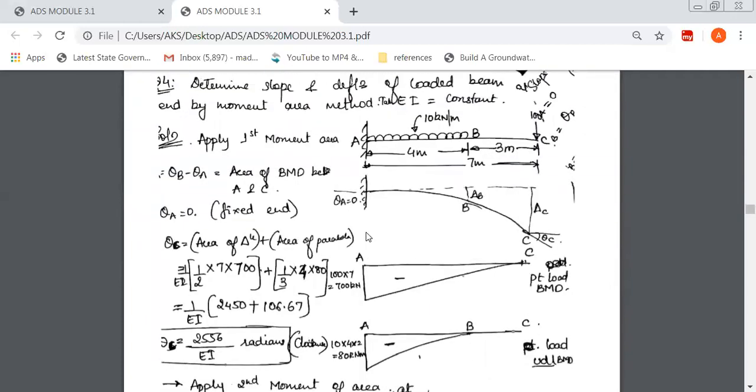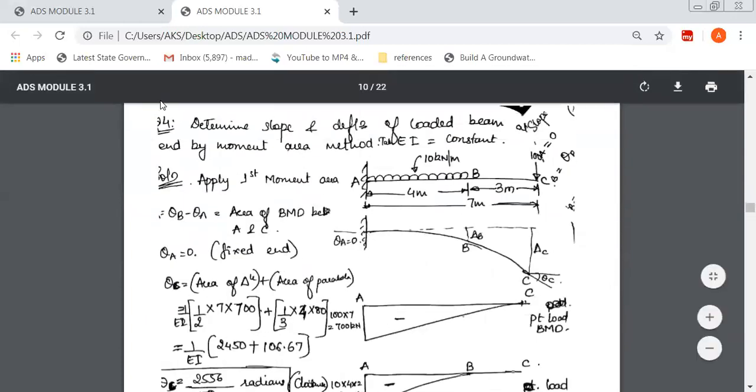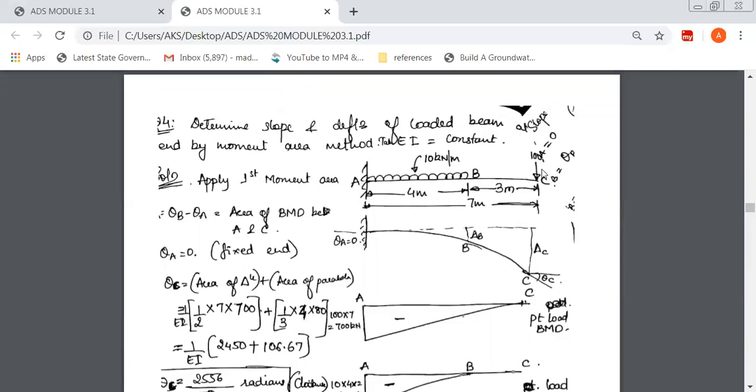Now, similarly, check this out. Determine slope and deflection of the loaded beam by the moment area method and take EI constant. Now in this problem, you can check there are two loads. This is a UDL which is spread only on 4 meters, and there is a 100 kilonewton load at the free end, that is at C.